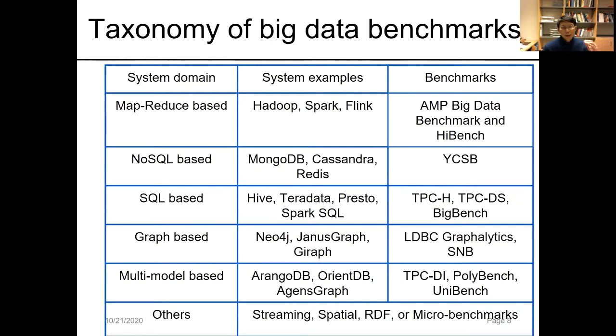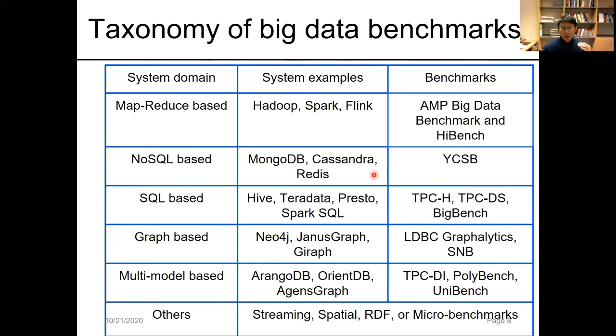We classify the existing benchmarking systems into 6 categories, including MapReduce-based, NoSQL-based, SQL-based, graph-based, multimodal-based, and others. For each category, we find the representative systems, examples, and benchmarking systems. In particular, for MapReduce-based systems, Hadoop, Spark, and Flink are representative systems, and the benchmarking systems include AMP Big Data Benchmarks and HiBench.